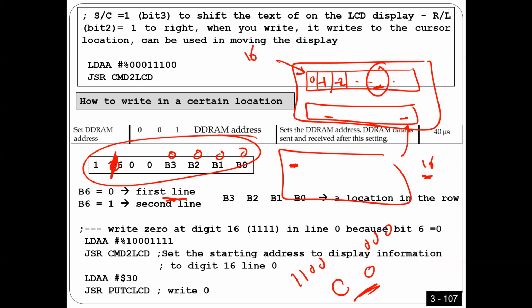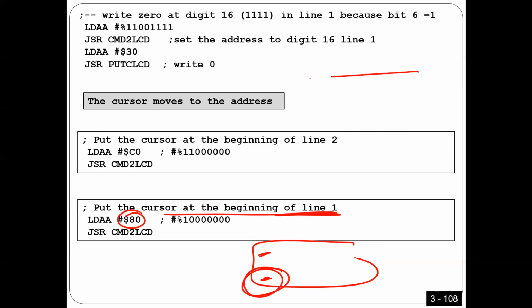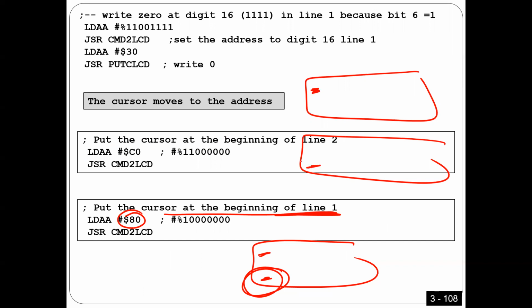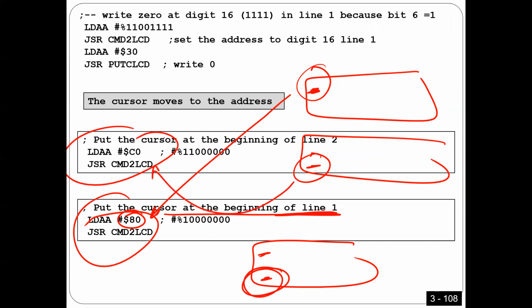Conclusion. Number 1, you can put the cursor anywhere in the 32 locations. In the coming lab, I'm going to ask you to put it at the beginning of line 1 or the beginning of line 2. If you want to put it at the beginning of line 1, this is the command you have to use. If you want to put it in the beginning of line 2, this is the command you have to use. C0. That's it.